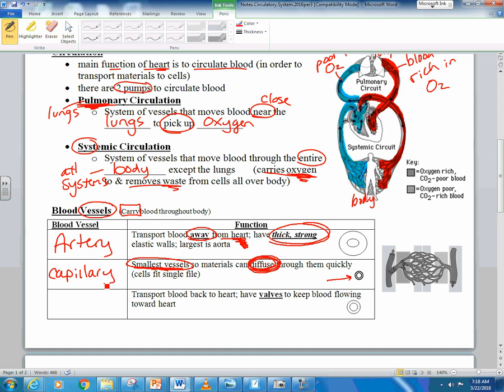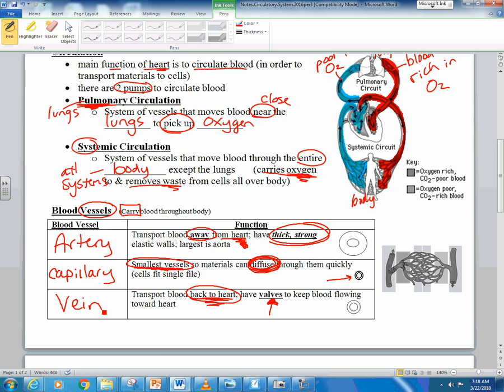And then lastly, the blood needs to come back to the heart, so it comes back in a different vessel. These vessels have valves, so the blood keeps moving in one direction. The valves close up and they don't let the blood go back the wrong way. These vessels that have valves are called veins.